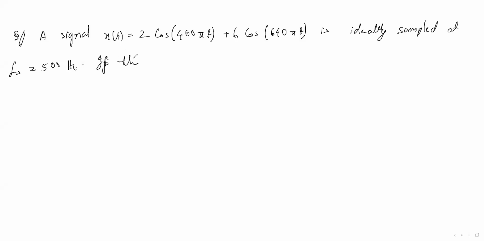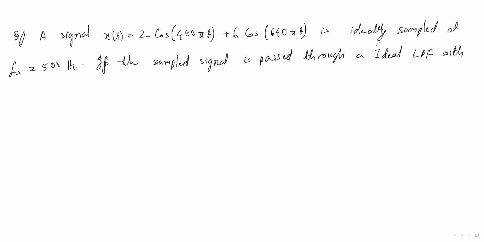If the sampled signal is passed through an ideal low pass filter with a cutoff frequency of 400 hertz. The cutoff frequency of the low pass filter is 400 hertz.